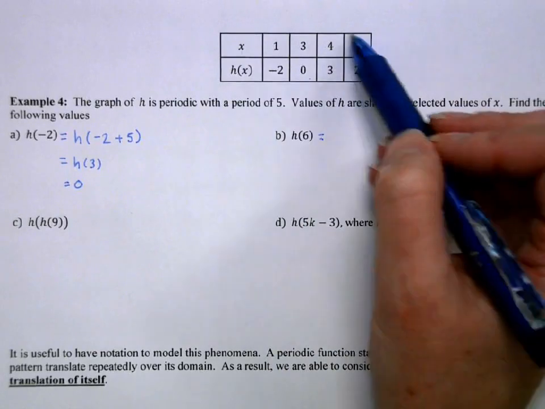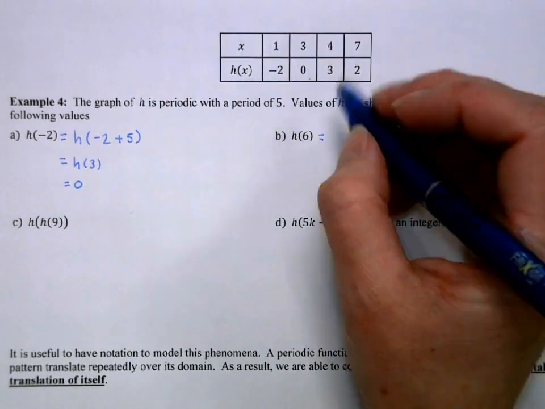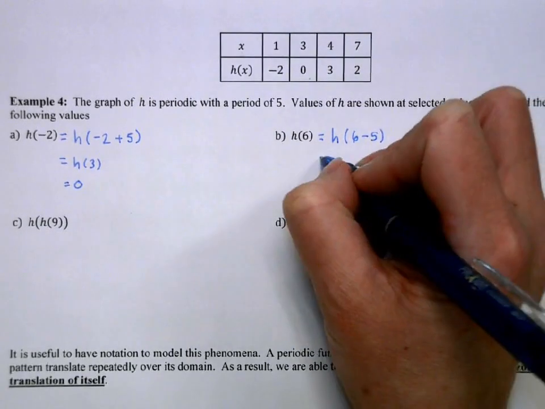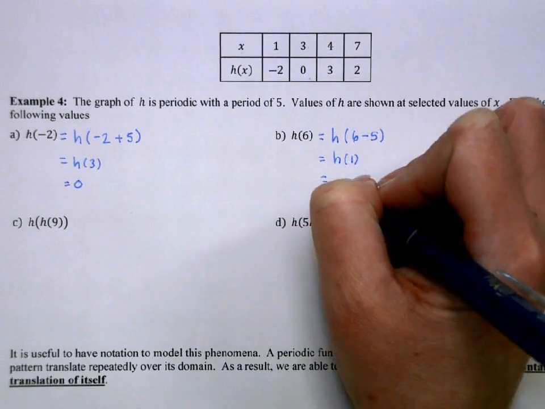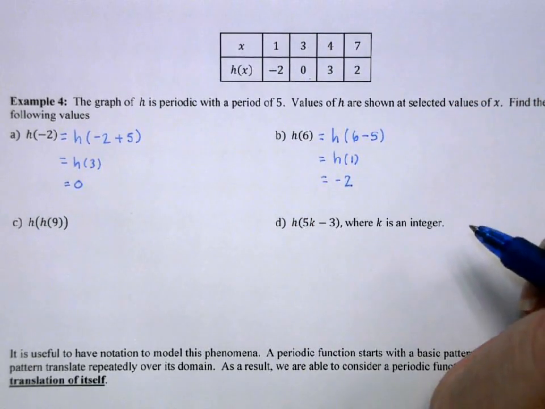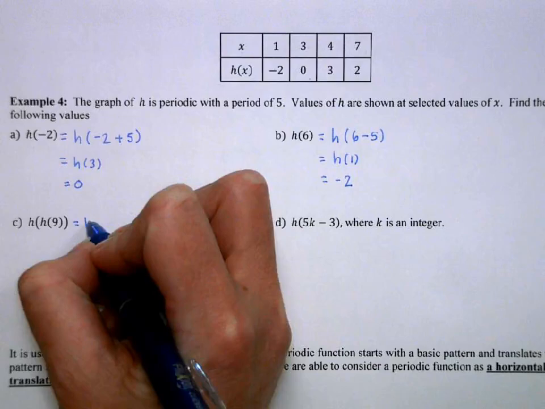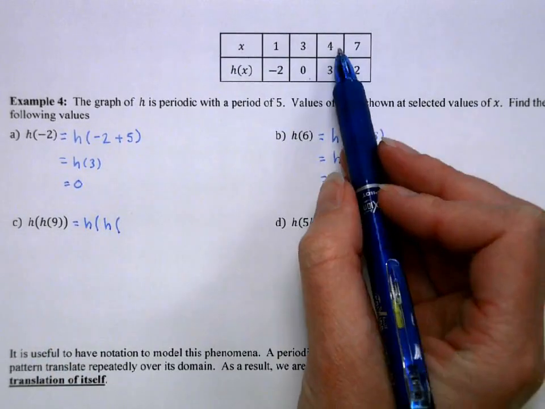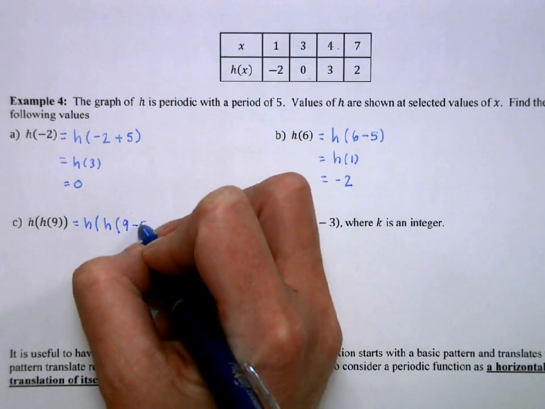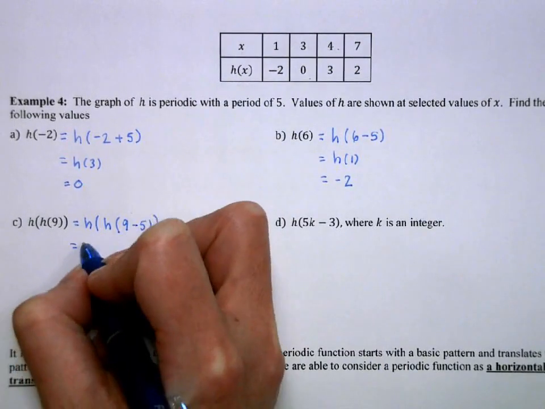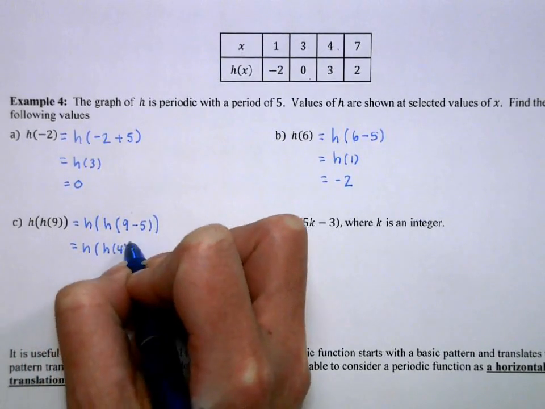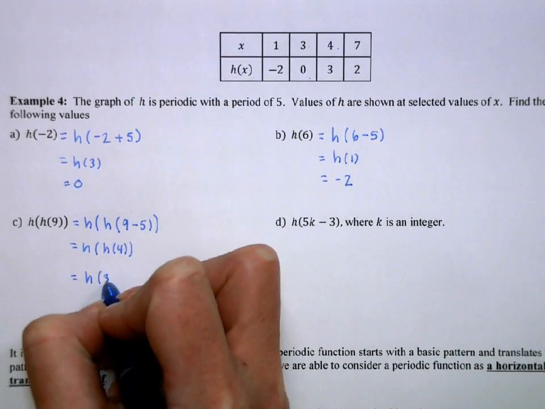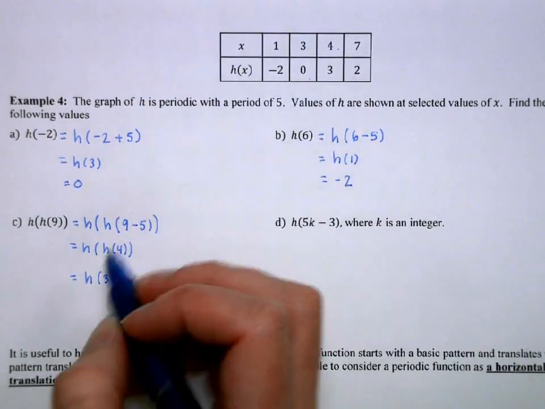Okay, h of 6 is not in my chart, but 1 is. So I can take 6 and subtract a 5 to get 1 and have an output of -2. Okay, for h of 9, I've got a 4, so I'm going to take 9, subtract my 5. Okay, h of 4 is on my chart, so I get 3. And then h of 3, I don't have to do anything because that's already there.